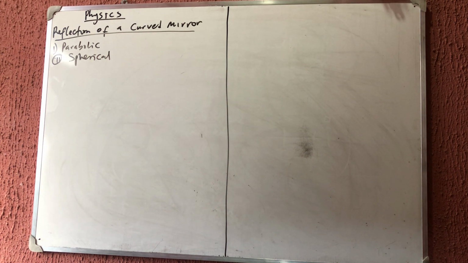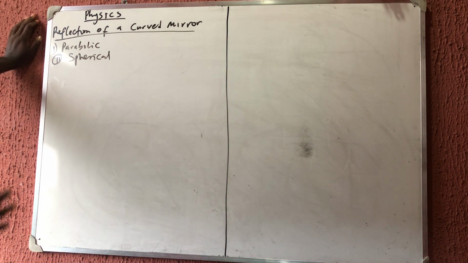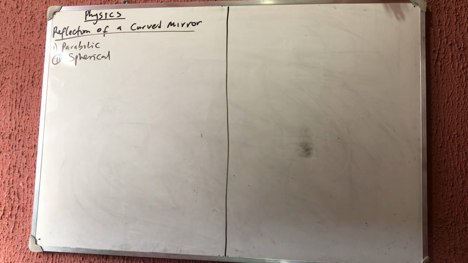Why? Because the parallel beam of light has a constant intensity. They'll ask you why a parabolic curved mirror is used as a headlamp. You tell them that the parallel beam of light has the same or constant intensity. Please write that down. It's a very important thing to note. The reason a parabolic curved mirror is used as a searchlight or a headlamp is that the parallel beam of light has a constant intensity.